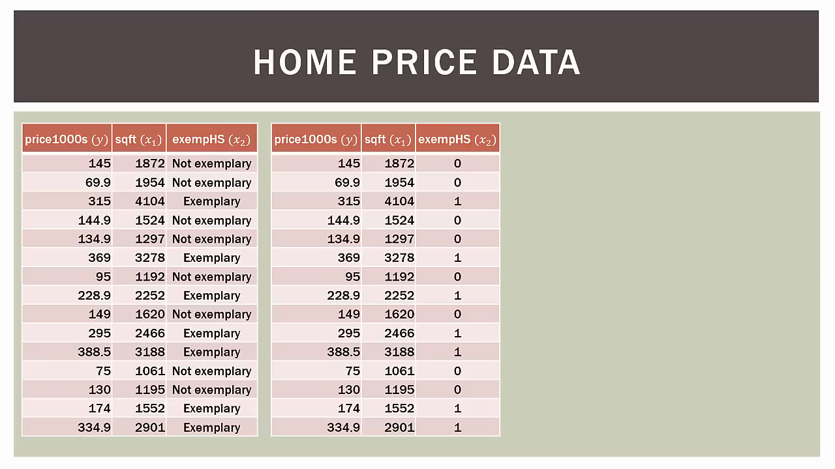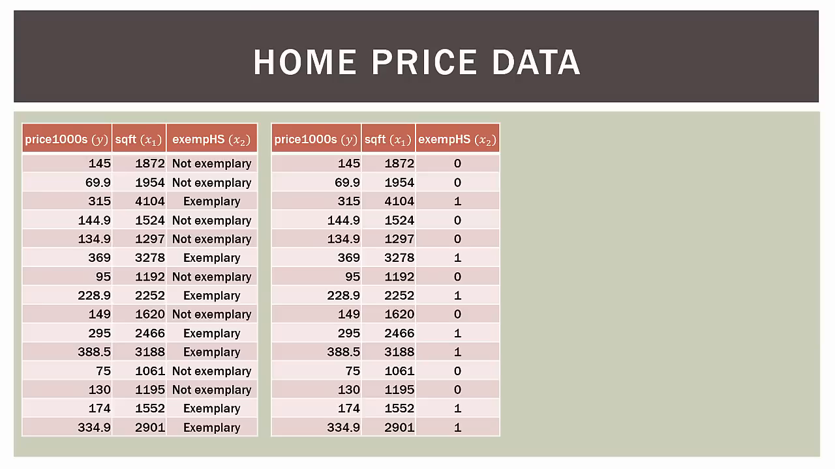So we have two categories here. I assigned one 0 and the other one a 1. That's completely arbitrary. I could have switched them. I could have made not exemplary 1 and exemplary 0. It does not matter which one it goes in. But for me, it sort of made more sense that exemplary would be denoted with a 1.